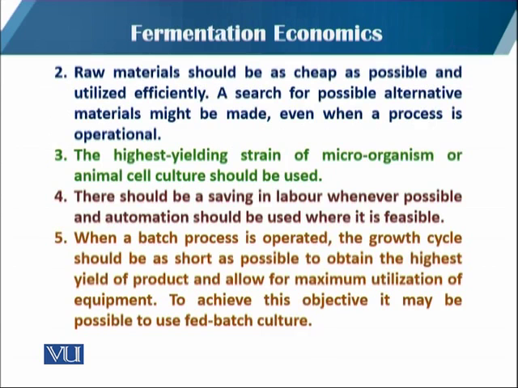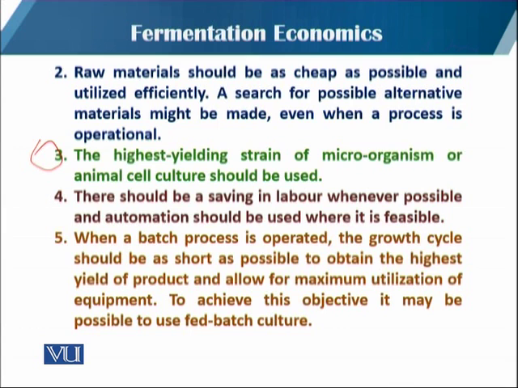Second, the raw material should be as cheap as possible. If you remember, when we talked about media formulation and discussed the different materials, one criterion was that they should be cheaper. The third is that the highest yielding strain of the microorganism or animal cell culture should be used. Again, remember when we talked about the selection of the organism, this was a criterion at that time.